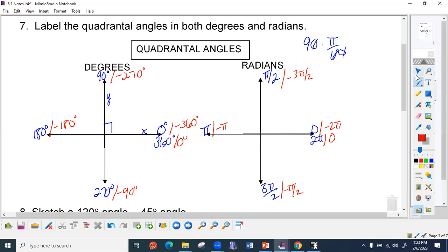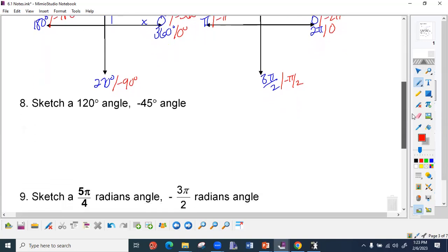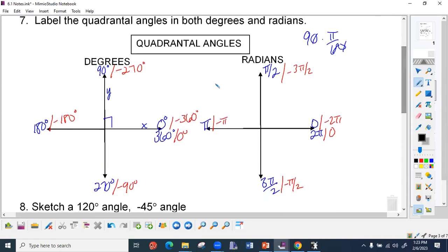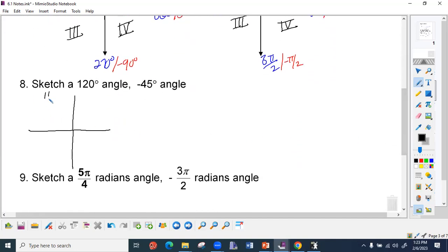All right, so we're going to use these to sketch or determine where things are. So if I have 120 degrees and I wanted to create a sketch of it, what quadrant is 120 degrees going to fall in? Do we remember our quadrants? Let's talk about it. This is 1. This is 2. This is 3. This is 4. Remember, your quadrants go counterclockwise as well. 1, 2, 3, 4. Okay? So 120 degrees is in what quadrant? 2.